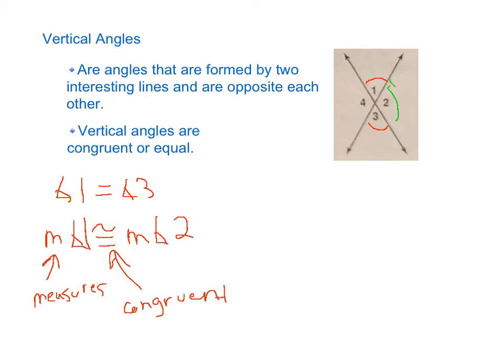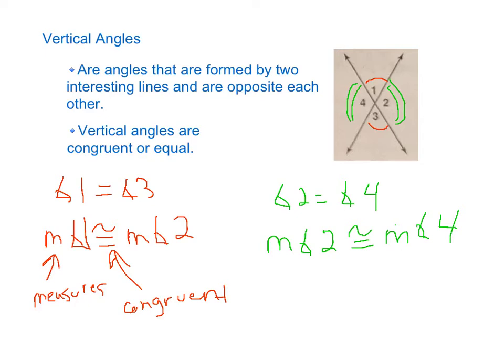And also angle 2 and angle 4 would be congruent. So we could say angle 2 equals angle 4, and the measure of angle 2 is congruent to the measure of angle 4.